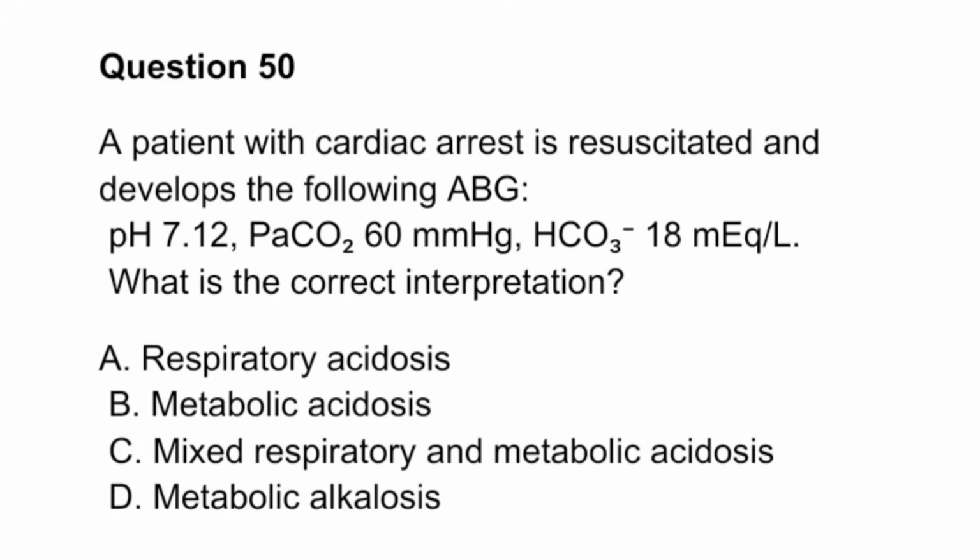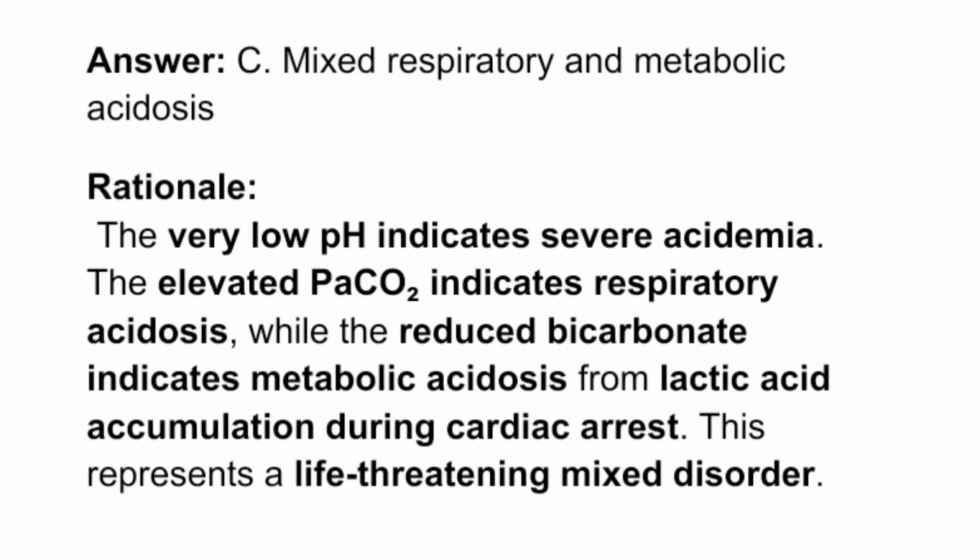Question 50. A chronically ill patient with cardiac arrest is resuscitated and develops the following ABG: pH 7.12, PaCO2 60 mm of mercury, HCO3- 18 milliequivalents per liter. What is the correct interpretation? A. Respiratory acidosis. B. Metabolic acidosis. C. Mixed respiratory and metabolic acidosis. D. Metabolic alkalosis. Answer: C.